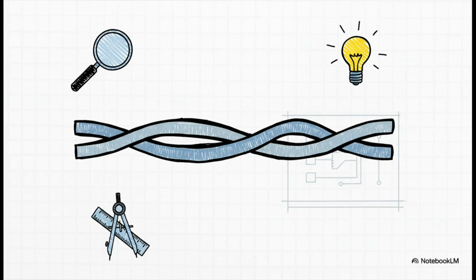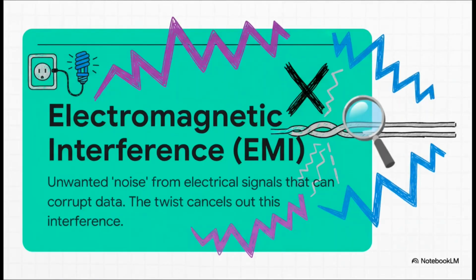Now, you might be thinking, okay, so what? They're twisted. But this is not some random thing that happens during manufacturing. No way. That simple little twist is an incredibly clever and very deliberate piece of engineering that solves a huge problem in electronics. And that problem is called electromagnetic interference. You might have heard of it as EMI. Basically, it's just unwanted electrical noise from all the other electronics around you. And that noise can totally mess up your data.